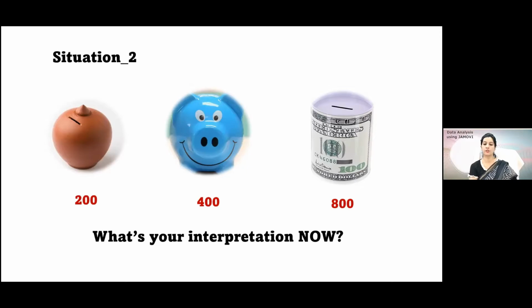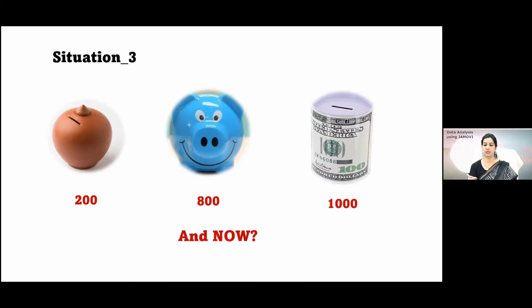Now, what is your interpretation? And if there is a difference, between which two money banks? A and C. Venkatesh is answering. Yes, so 1 and 3, because the difference is more than 500, it is 200 and 800, that is 600, which is more than 500.